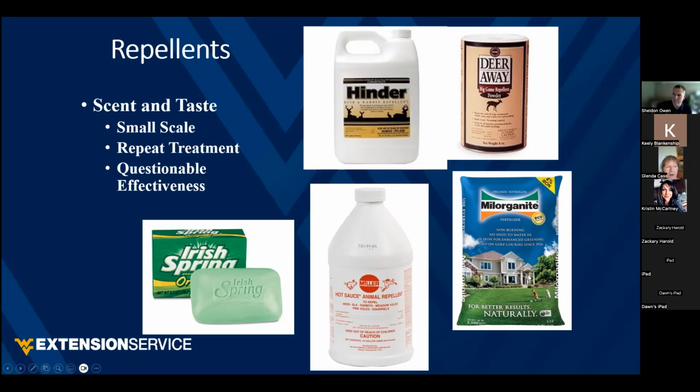Here's one in the lower right-hand corner, Milorganite, if I'm pronouncing that correctly. I don't know the correct pronunciation. It's made out of Milwaukee. It's made from human refuse. And so it's a fertilizer that you can apply and sprinkle around your landscaping. It does emit an odor. It doesn't smell like human refuse, but it does emit an odor, and it can keep deer out.